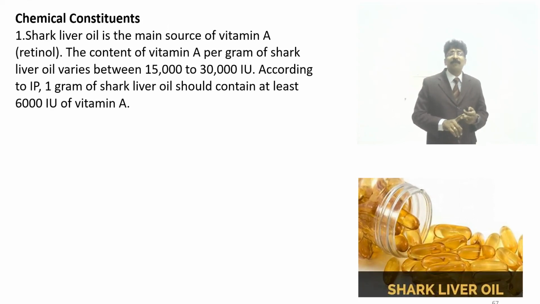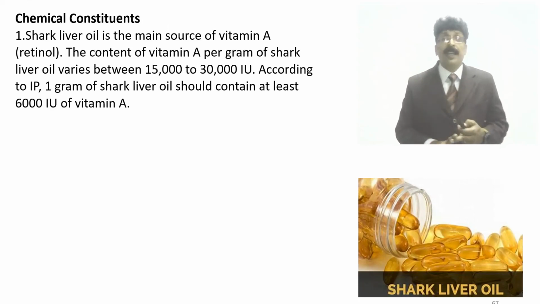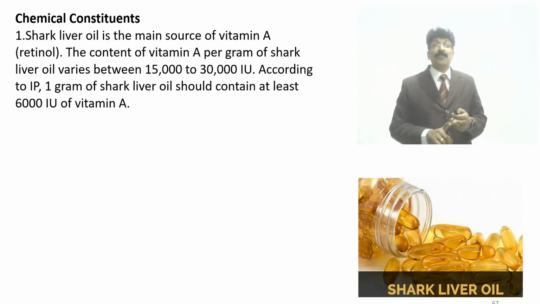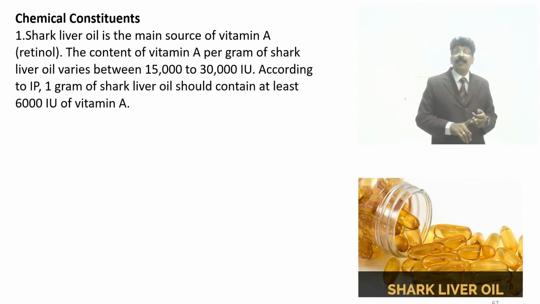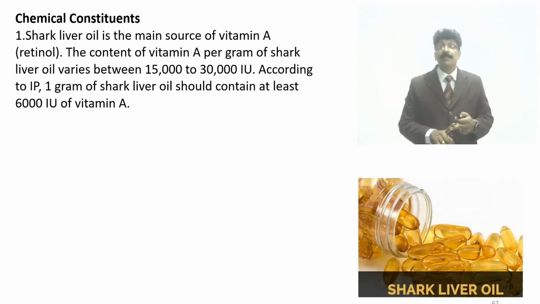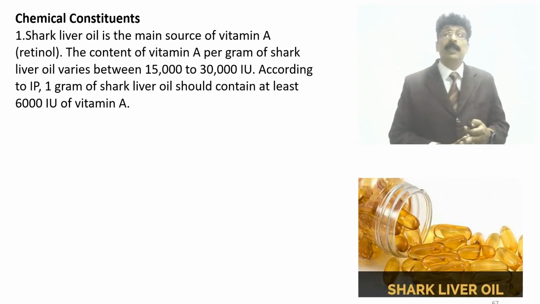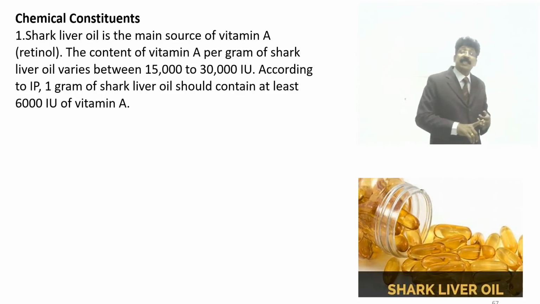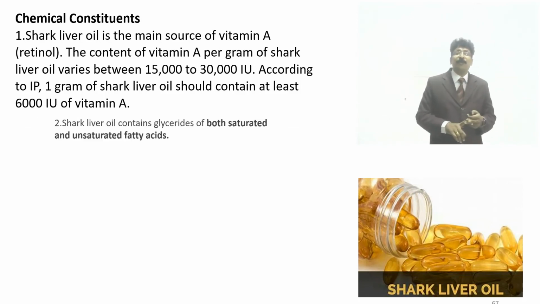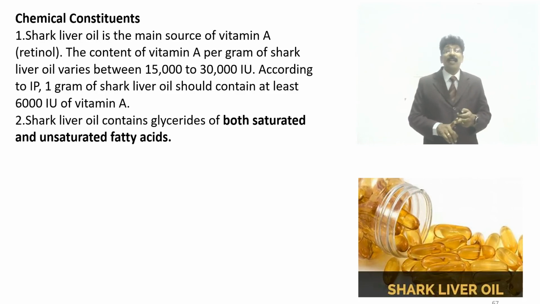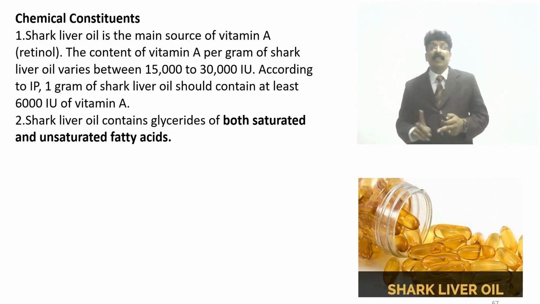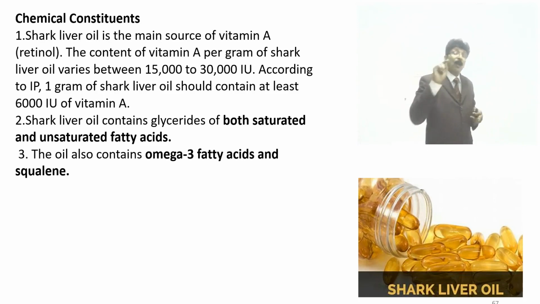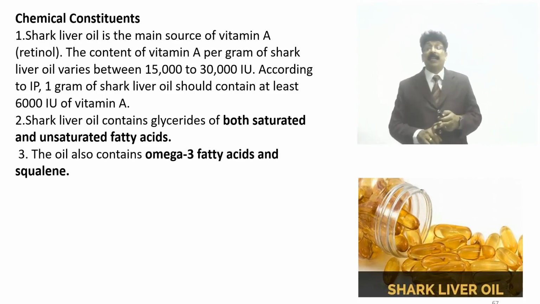Shark liver oil is a main source of vitamin A, retinol. The content of vitamin A per gram of shark liver oil varies from 15,000 to 30,000 international units. According to IP, 1 gram of shark liver oil should contain at least 600 international units of vitamin A. Shark liver oil contains glycerides of both saturated and unsaturated fatty acids. The oil also contains omega-3 fatty acids and squalane.